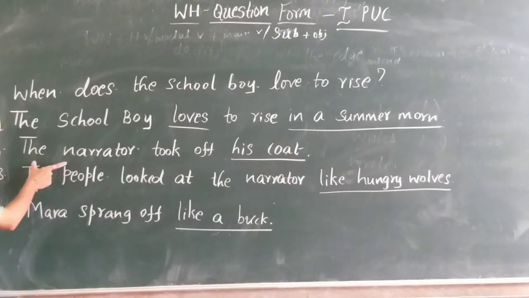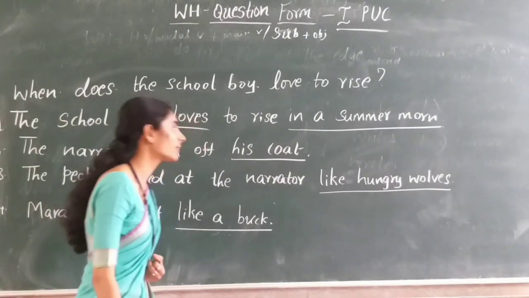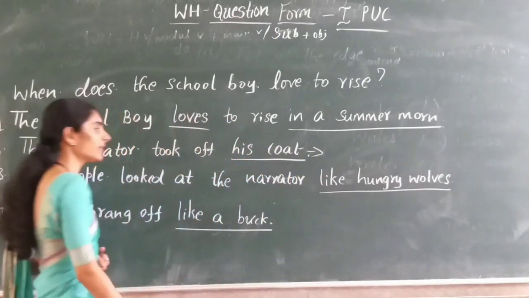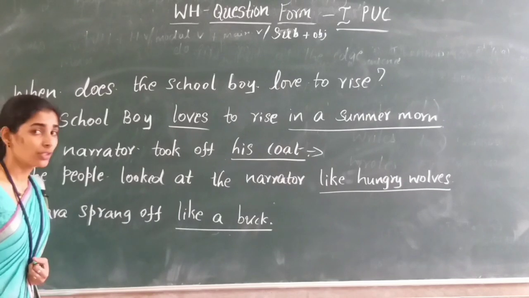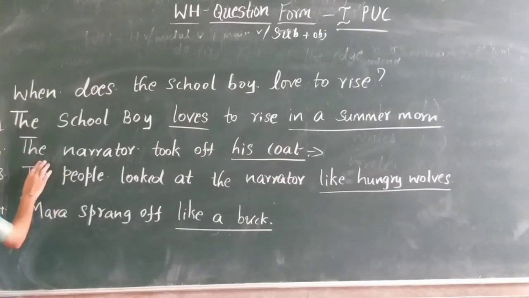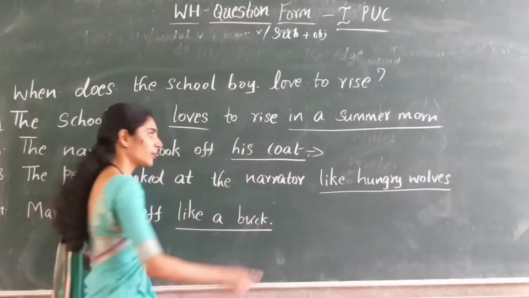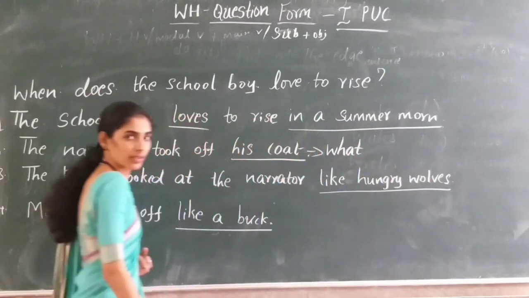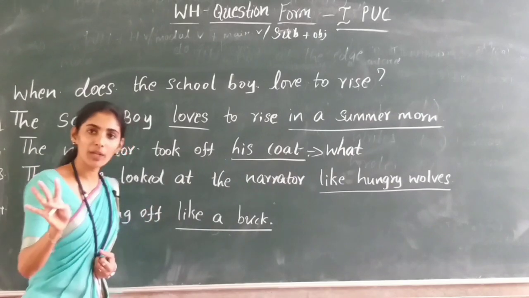Look at this second sentence here. The narrator took off his coat. Is there any helping verb? No. Right. Now, write the WH word. His coat. Coat again, thing. So it must take what? What? So what, and then there should be a verb.